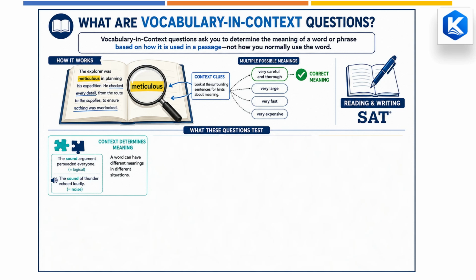Now look at another sentence. The sound of thunder echoed across the valley. This time, sound refers to noise. It's the exact same word, but two completely different meanings. That's why context is so important.